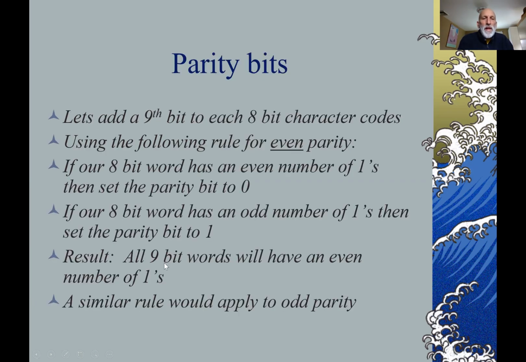This means that the 9 bits always have an even number of ones, because if it already has an even number of ones and the parity bit is 0, it still has an even number of ones. If it has an odd number of ones, by setting the parity bit to a 1, you've just increased the number of ones by 1, making it now an even number of ones. So in either case, the 9 bits, the 8 real bits plus the 1 parity bit, has an even number of ones.